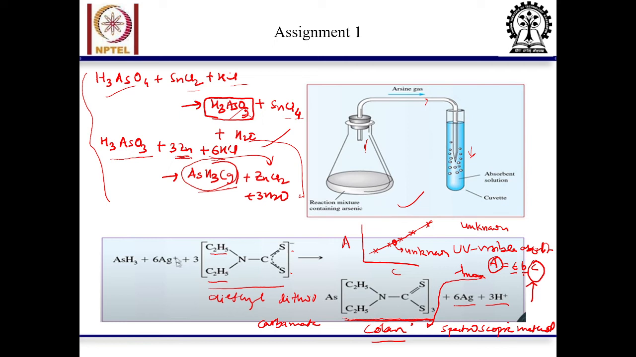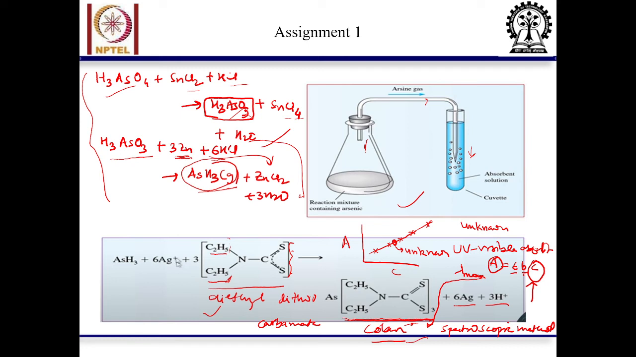Now this arsine gas, if you want to stabilize it, we have to use a chelating agent. Basically, your chelating agent is silver diethyldithiocarbamate. So AsH3, once it reacts with silver diethyldithiocarbamate, it will form a complex. This is a colored complex.